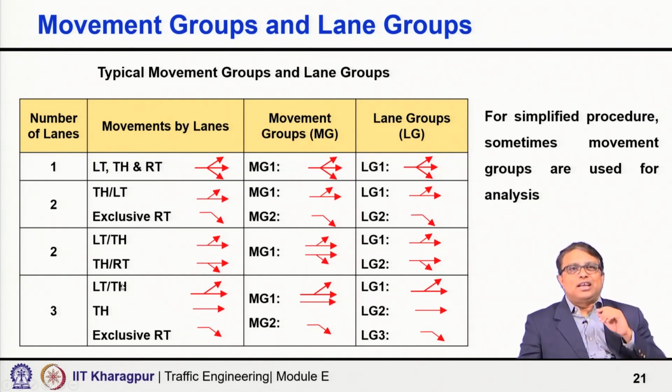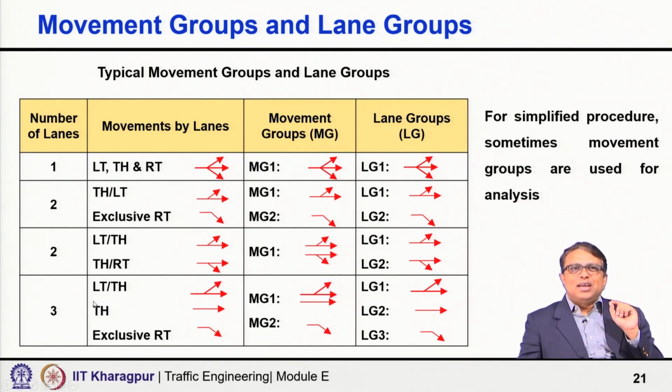But look at the third case. You have one shared lane for straight and left, another shared lane for straight and right. When you consider movement group, it is all together. You have to allow all this to happen together. So, this is one movement group, but when you come to lane group, left and straight is one lane group, a shared lane, and then the right and straight is another lane group.